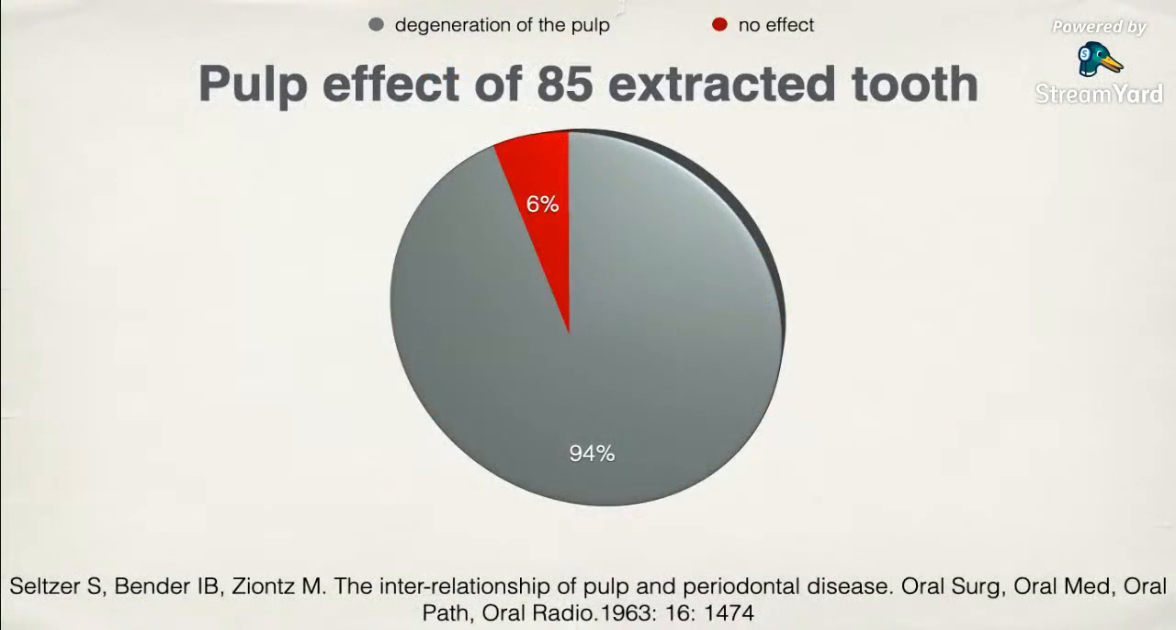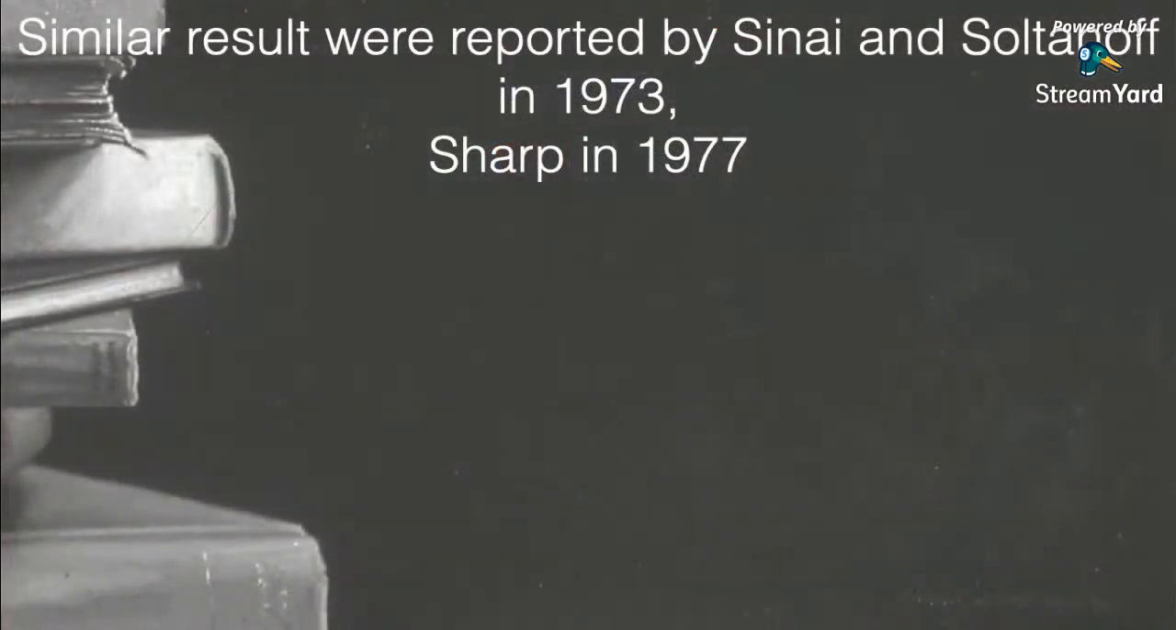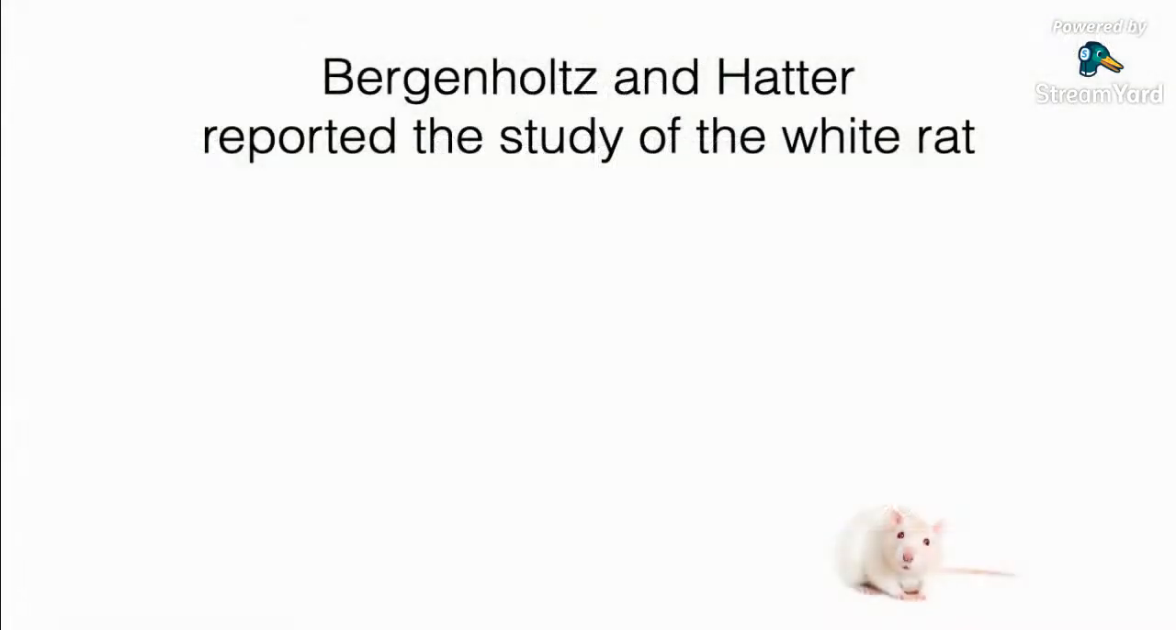This is the pulp effect seen in the 85 extracted teeth. Most of them showed calcification and degeneration of the pulp. A similar result was reported by Sinai and Sultanov in 1973, and Sharp in 1977. However, other researchers denied this theory.